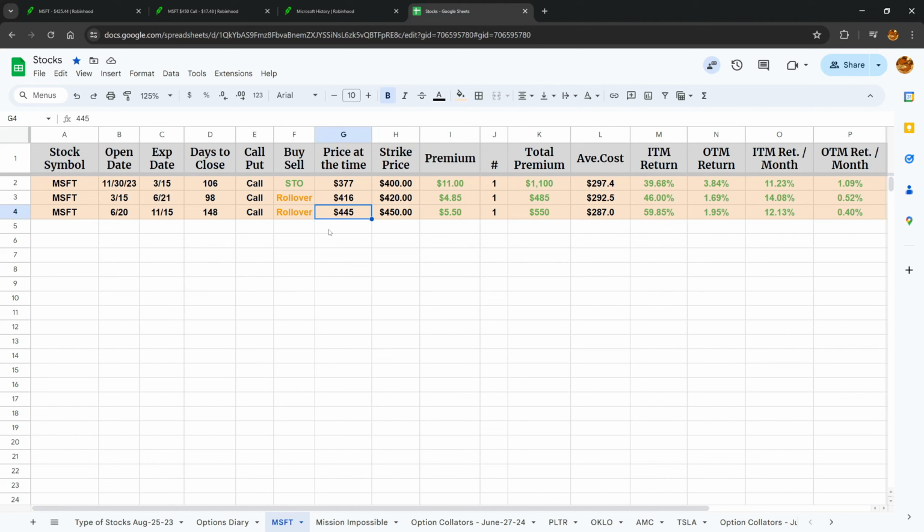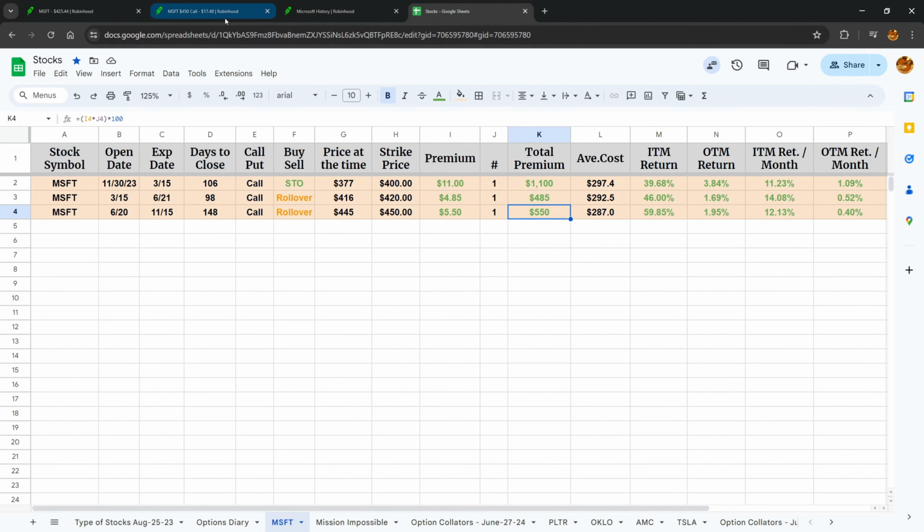On June 20, Microsoft stock price has jumped big time all the way to 445, well above the 420 that I sold before. Again, I had to roll over. This time it is a little bit further out in time. So as you can see, the days that I rolled over was 148, from June 21st, the one that I was closing, all the way to November 15. I raised the strike price from the 420 to the 450 and collected a premium at the same time of $550 per contract.